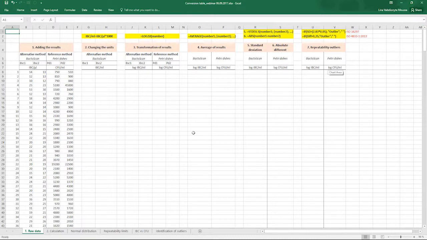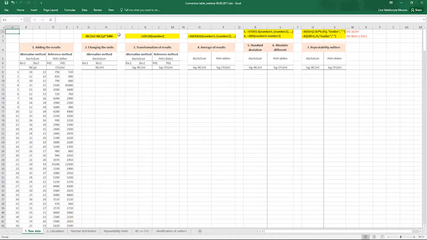As you may notice, the data from BactoScan and from Petri dishes are in different units. In order to proceed with calculations, all units must be the same. According to standards, all data should have the same units as the reference method. In this case, the reference method is Petri dishes and data are presented in colony forming units per milliliter. Therefore, data from BactoScan have to be recalculated to IBC per milliliter. To do so, data from BactoScan must be multiplied by 1000.